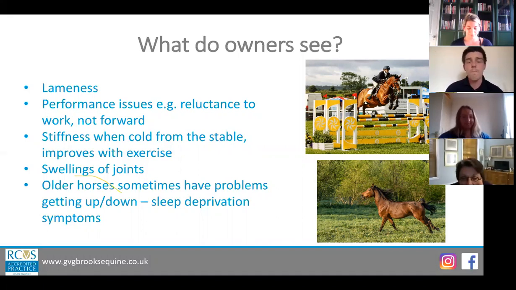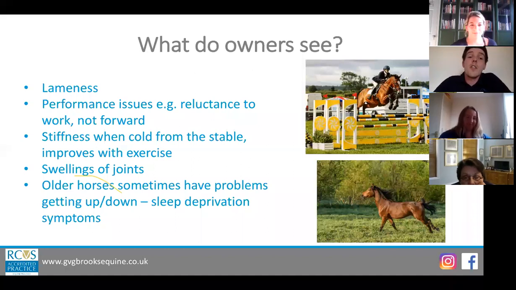Somewhere on that limb. Sometimes owners will be concerned because they've spotted swellings of joints, and certainly we do get joint swelling consistent with osteoarthritis. And actually sometimes, lots of horses, particularly older horses that are retired, we don't notice those more subtle lamenesses, and certainly aren't spotting the subtle performance issues and that sort of thing. And actually the reason we might find that a horse has got generally stiff, sore, arthritic joints is because the horse is having a problem getting up and down.